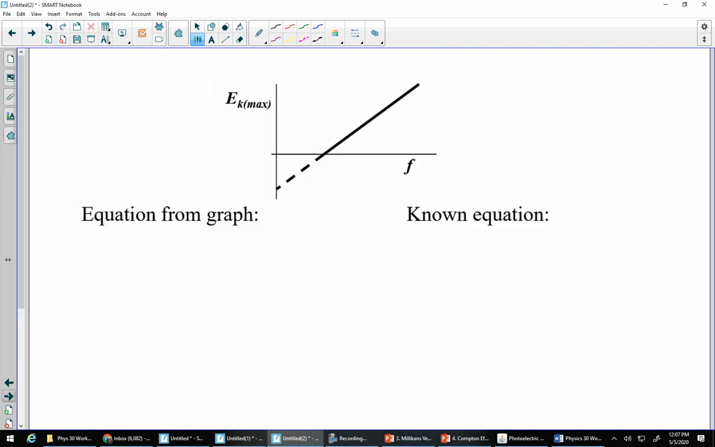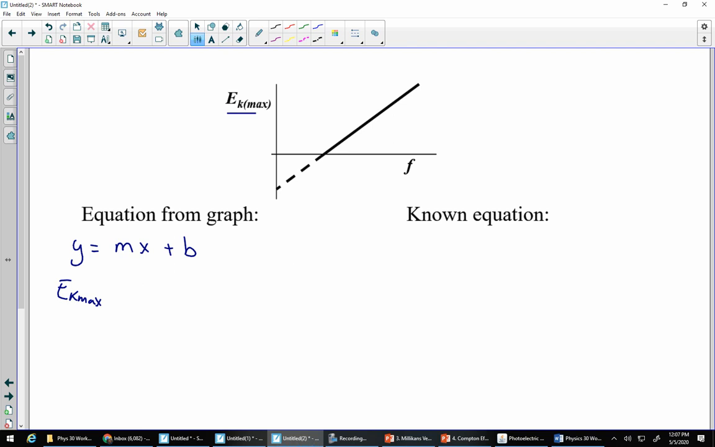Let's go through. You recognize this, I hope. Known equations versus graph equations. So let's go through and have a look at this. Our graph equation. Oh, I'm skipping a step here. We should start with y is equal to mx plus b. So y is EK max. Right?